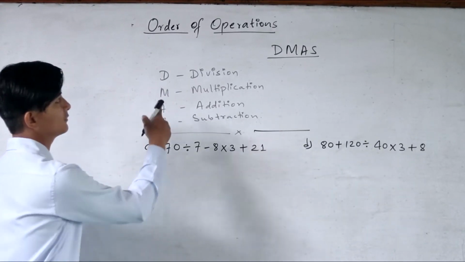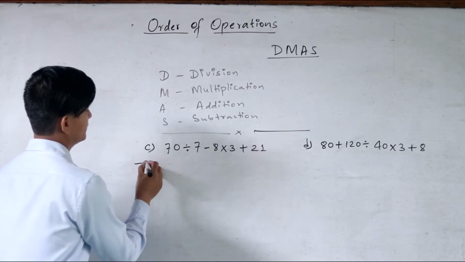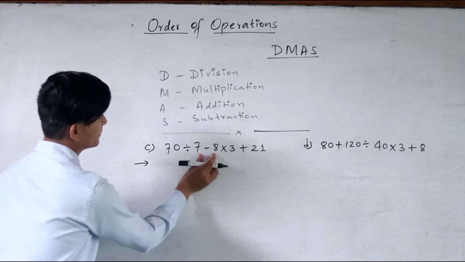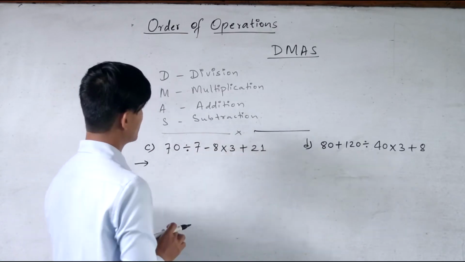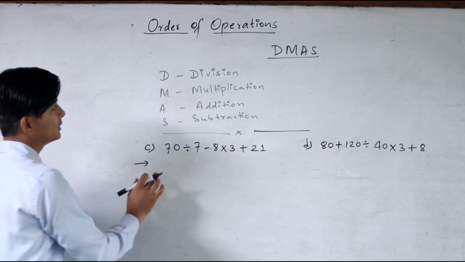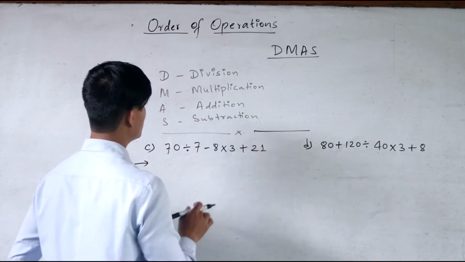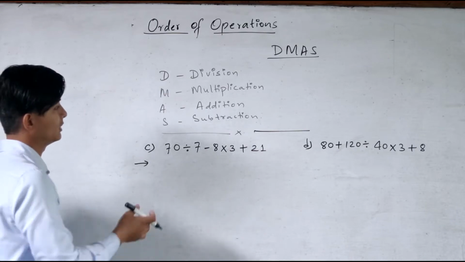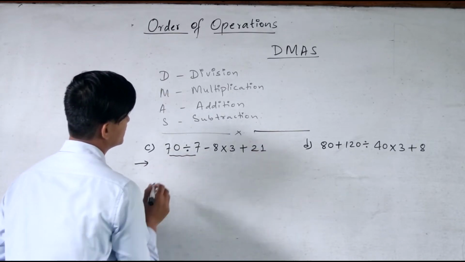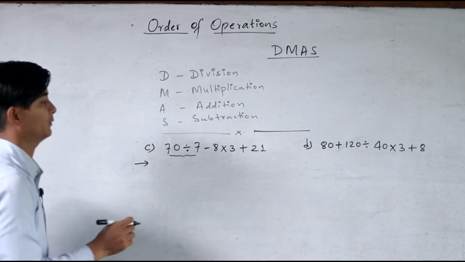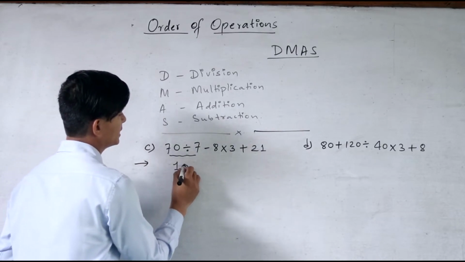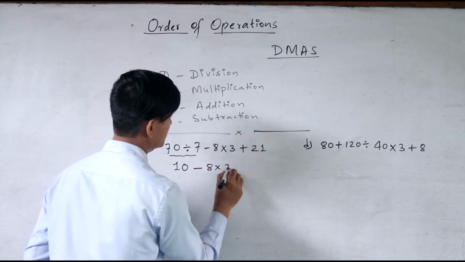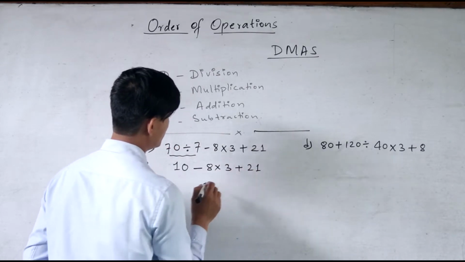Here also we have to follow the same rule. See here we have division, subtraction, multiplication, as well as addition. We have all the DMAS operations over here. So first, you know that we have to do division. So if you divide 70 by 7, we'll get 10. After that, the remaining ones you have to keep as they are. Okay, we have to go on step by step.